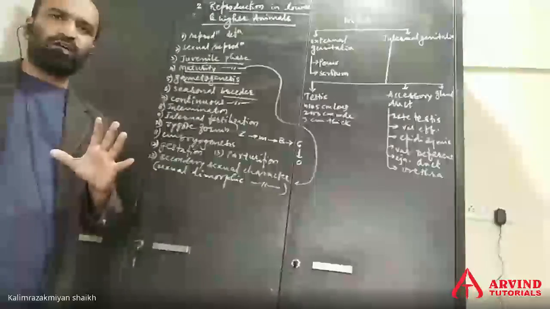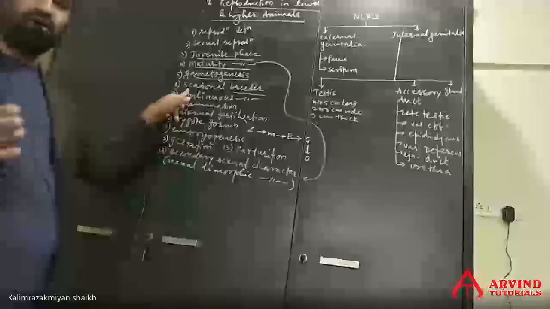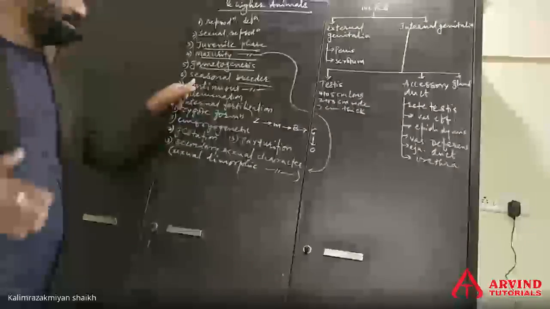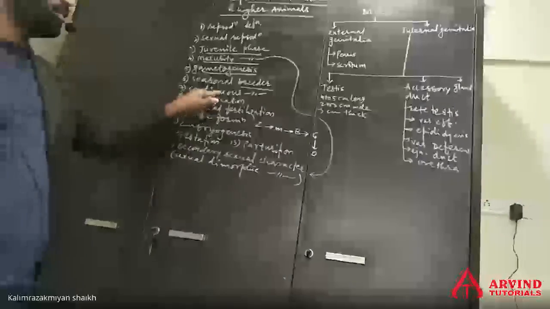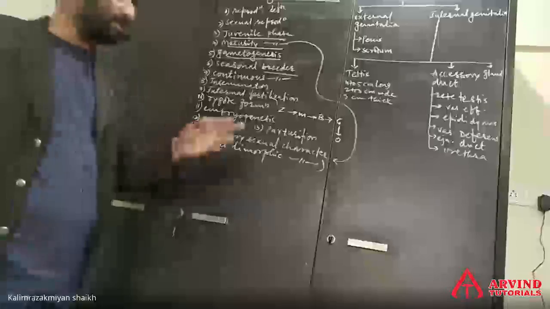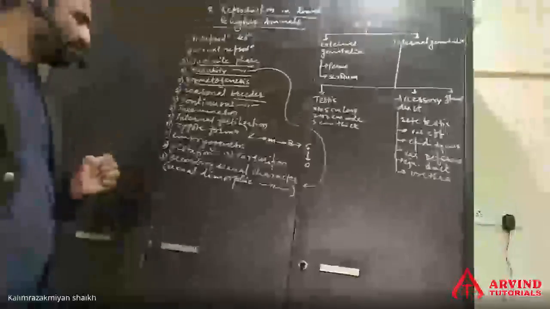There are two types of breeders in animals. One is the seasonal breeder, like cow, buffalo, dog, cat, bat, donkey, monkey, etc. What about the continuous breeder? Continuous breeders are like apes and human beings. These are the continuous breeders. They continue to reproduce young ones.